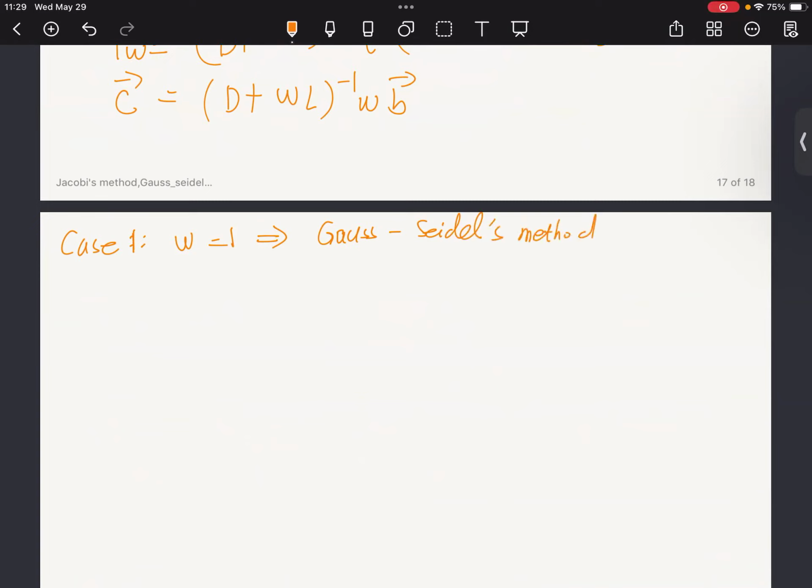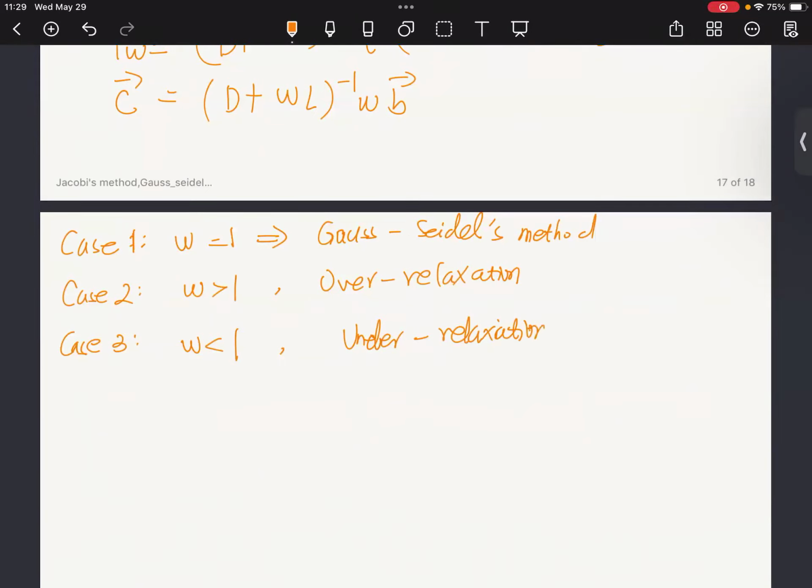And case 2, when omega is bigger than 1, we call it the over relaxation method. And case 3, when omega is smaller than 1, we call it under relaxation. The name is not very important, but we are going to focus on the over relaxation part, where omega is bigger than 1.